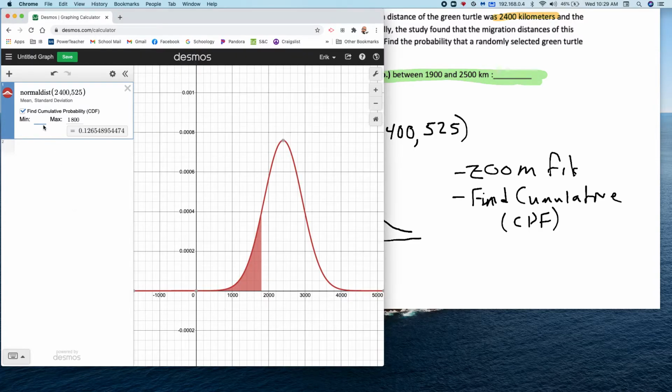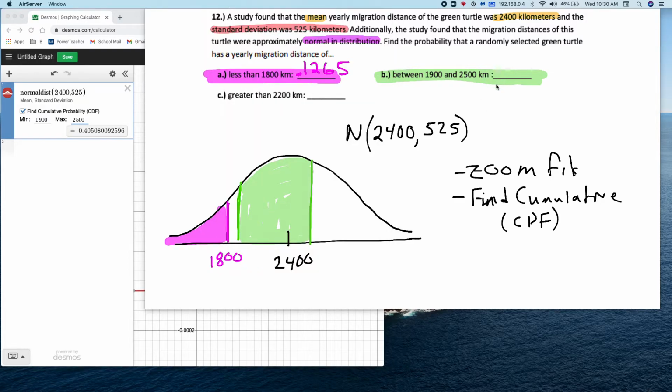So you go over here and you do 1,900 for the minimum. Notice I had a maximum of 1,800, and that doesn't make any sense. So let's put the maximum they want in there, 2,500. As soon as I do that, it highlights the same kind of thing. There's my highlight, and it tells me that percentage right there, 0.405. So right around 40% of the turtles are going to migrate in that range.